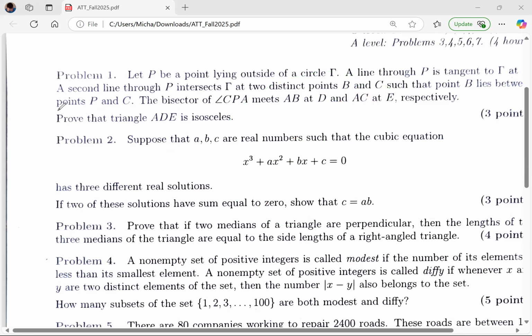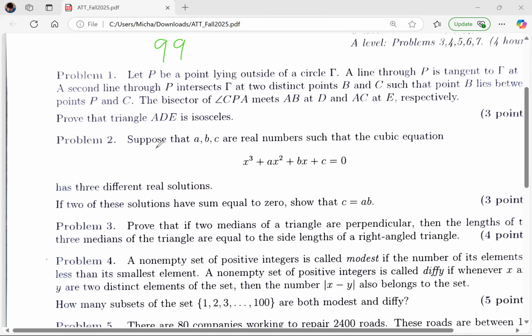Problem 4 is, okay, so we're kind of doing this maybe the long way. Yeah, so for example, all the one element subsets are both modest and diffy, so that's 99, right? This might take a little bit longer, I guess. This is kind of bashy.